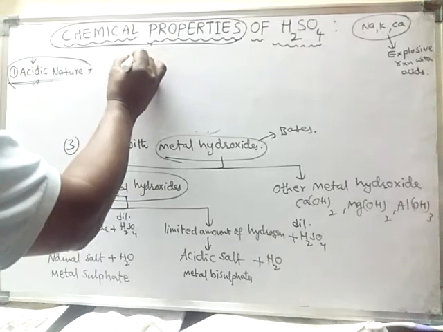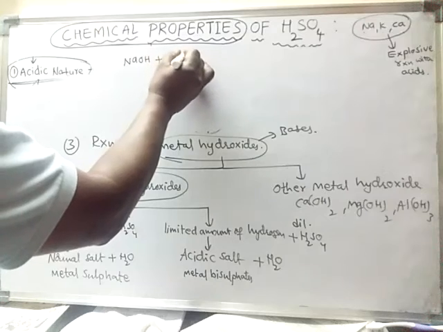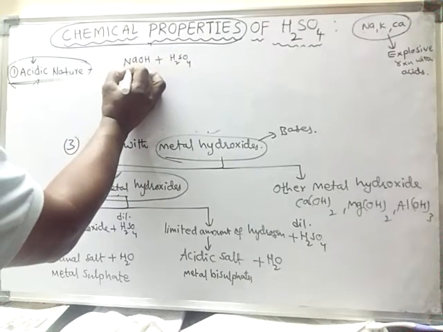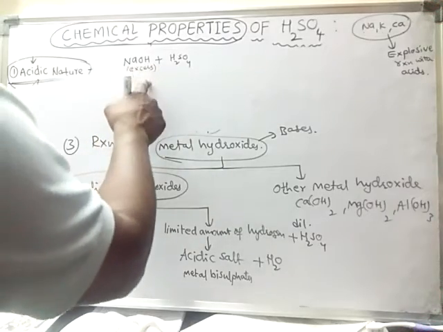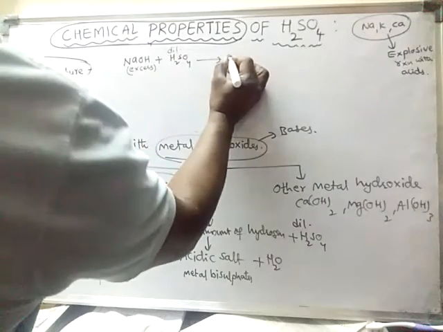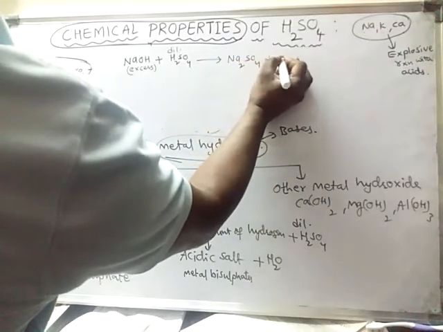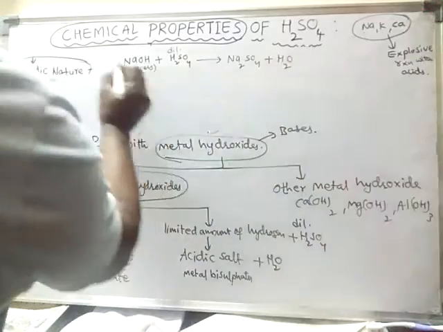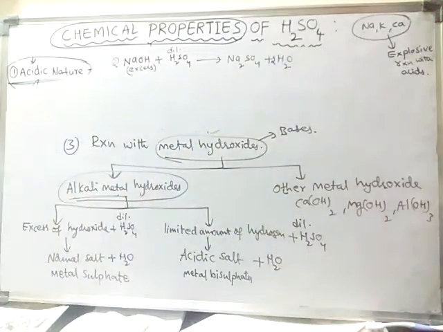sodium hydroxide plus dilute sulfuric acid. If you take an excess amount of sodium hydroxide and make it react with dilute sulfuric acid, what happens? It forms sodium sulfate, and water is formed.